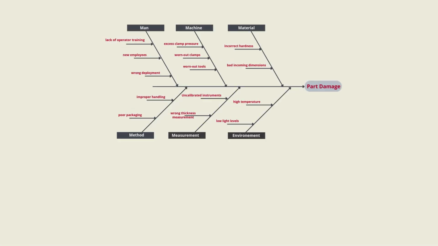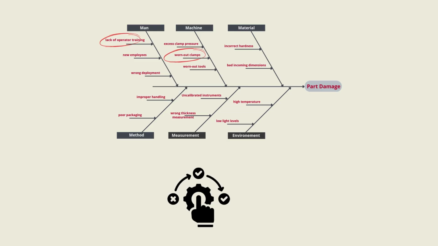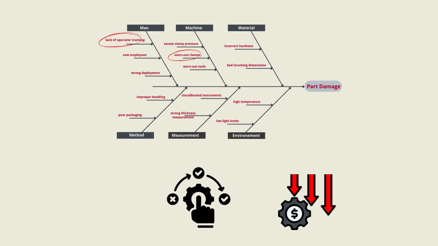In our earlier part damage example, the team found that the main culprits were worn-out clamps and lack of operator training. Once maintenance and training actions were implemented, rejections dropped drastically. Now, let's talk about a few common mistakes to avoid.